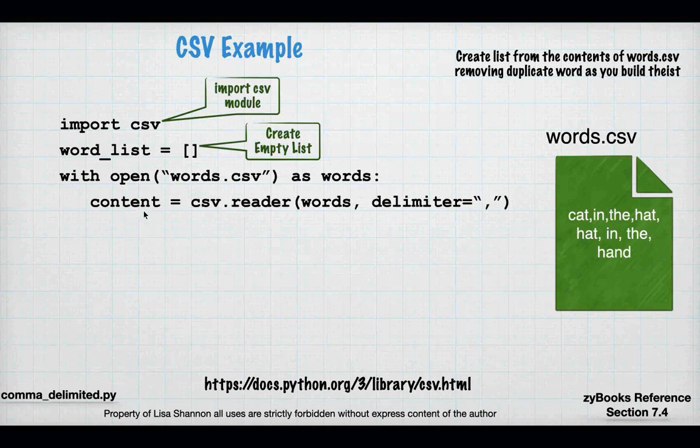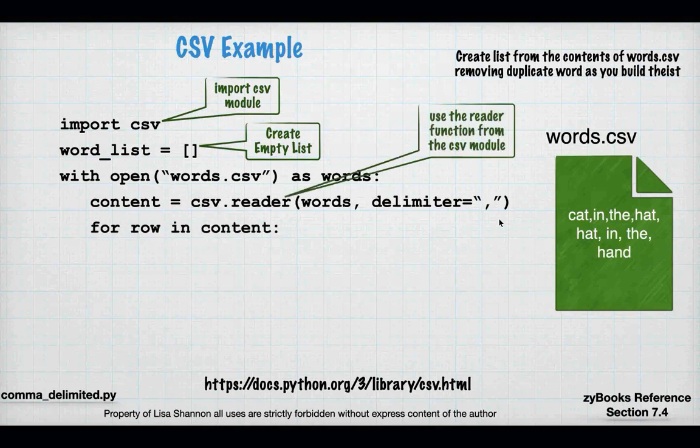Well, what am I going to do? I am going to define a variable called content, and I'm going to use the reader function from the csv module on words. I'm reading it as words, so any variable there, and delimiter equals comma, because this doesn't have to be comma separated. I could do colon. I could do anything I want as the delimiter. So that's all the CSV reader is giving me. It's going to split this up.